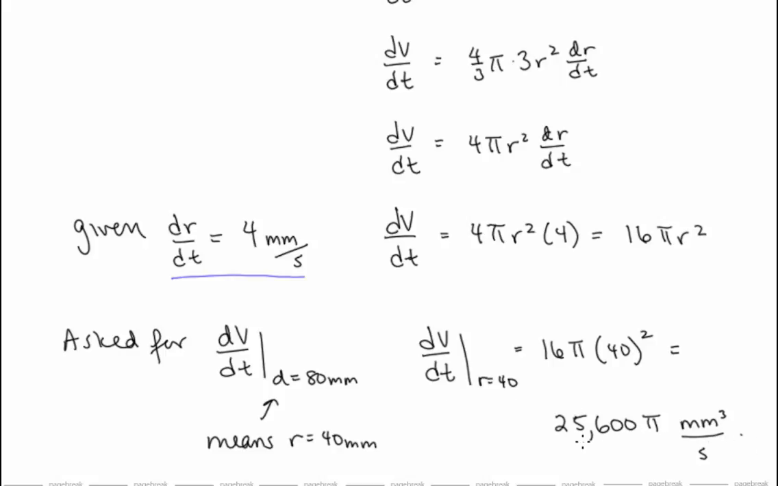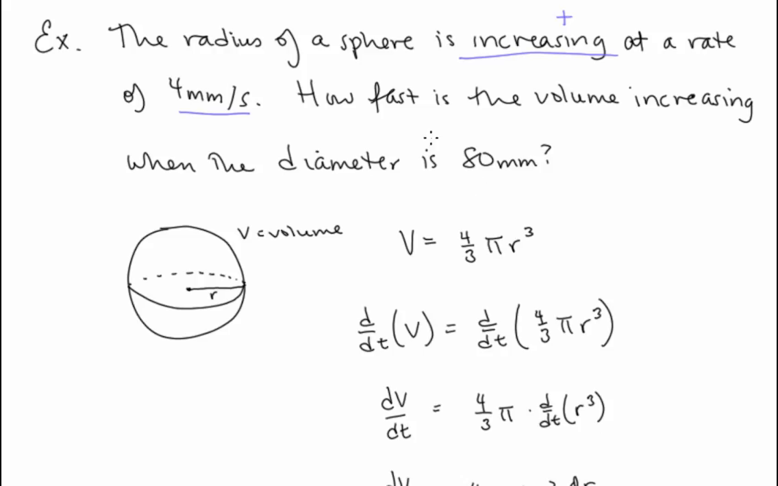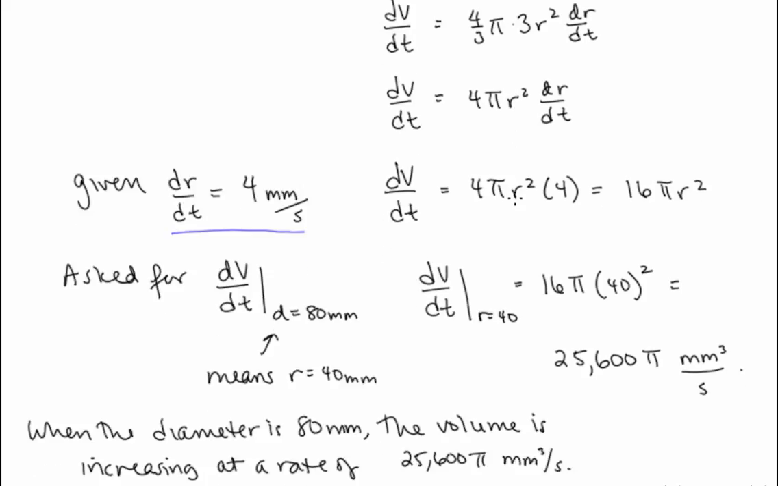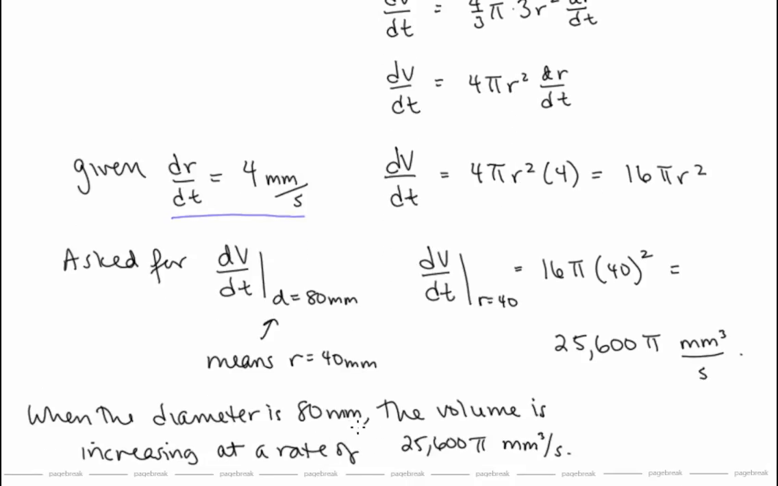Now let's just make sure we answered the question. How fast is the volume increasing when the diameter is 80 millimeters? We want to make sure we answer that and say when the diameter is 80 millimeters, the volume is increasing at a rate of 25,600 pi cubic millimeters per second.